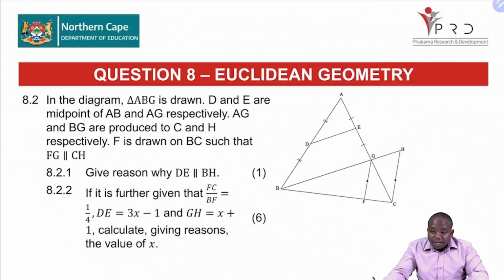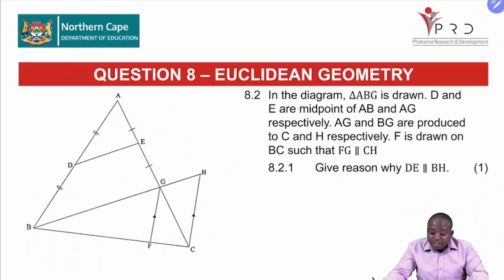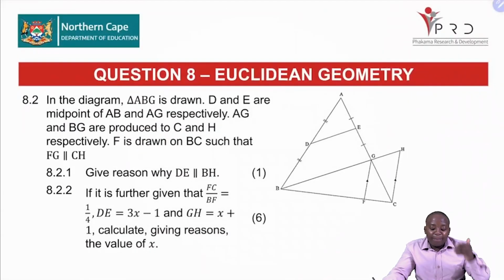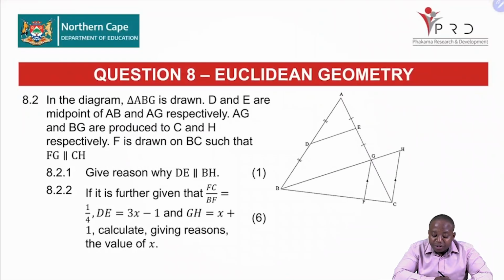Welcome back, grade 12. Let us discuss the solutions to this activity. For question 8.2, remember we can still apply our pre-question analysis here, checking what we have when dealing with such a question. We are told that triangle ABG is drawn, D and E are the midpoints of AB and AG respectively, and AG and BG are produced to C and H respectively. F is drawn on BC such that FG is parallel to CH.